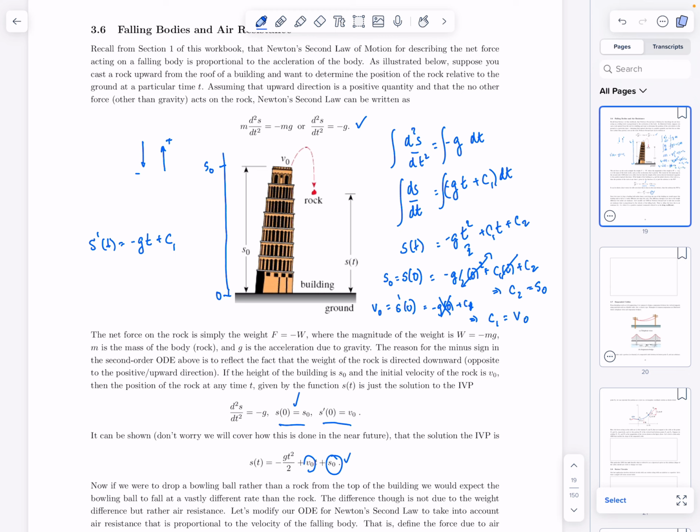So that fully determines this quadratic equation that describes where the rock is at time t, knowing that eventually it'll hit 0.